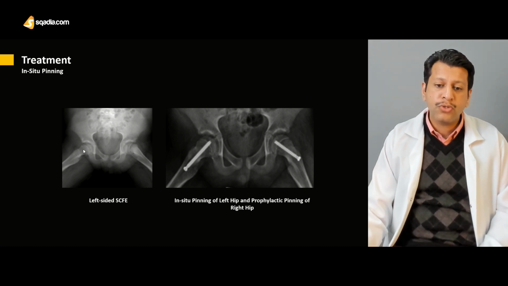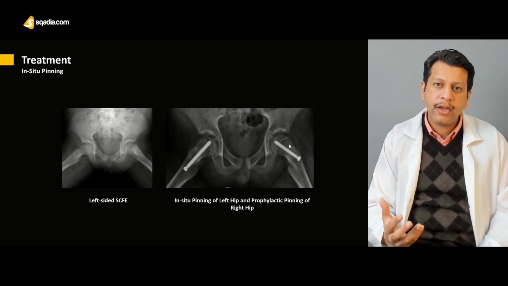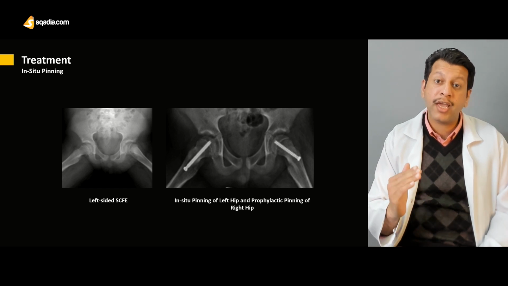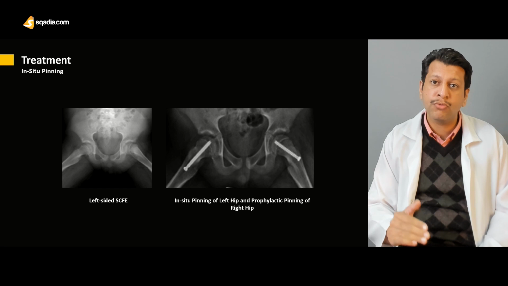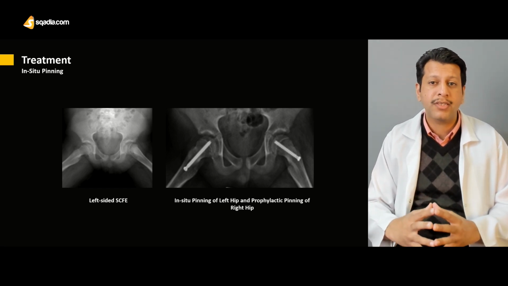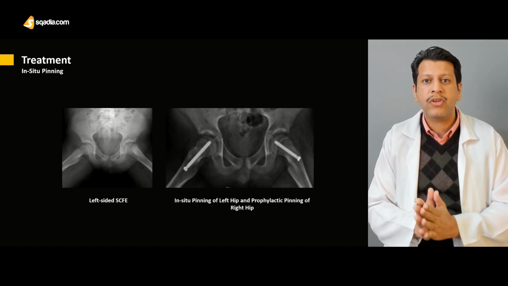Why? Because usually there is not much space available in the neck, and if you put the neck screw on the left side and then put another screw, you will probably put it more superiorly and laterally. We already know that there is the superior lateral branch of the medial circumflex artery, which can be damaged by putting in the screw. Therefore, that will lead to avascular necrosis. So usually it's said that you go with in-situ pinning, usually with one screw on the affected side.